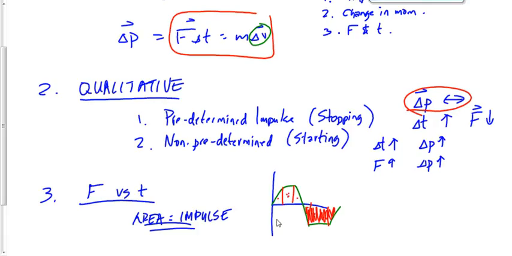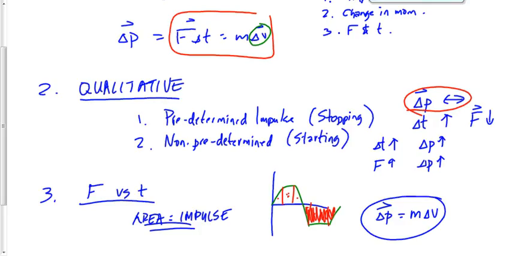If you get a total positive, it means a momentum gained. If you get a total negative, it means a momentum lost. Now, what else can we do in conjunction with these F versus T graphs besides just finding the area and therefore finding the impulse? Remember, if we need to, we can also use this equation. That's part of half of the equation that appears on our data sheet.